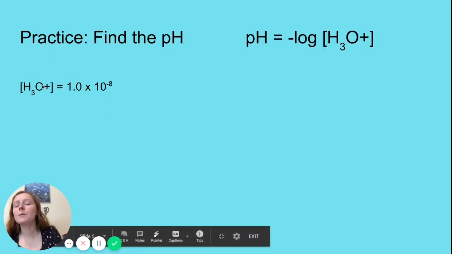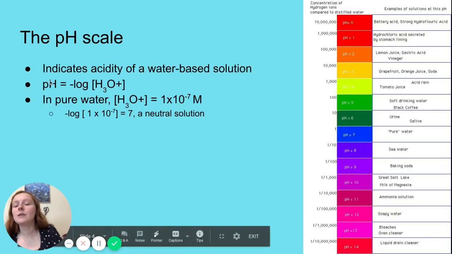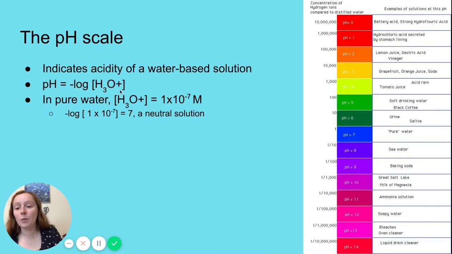Now I give you this formula right here. pH is equal to the negative log of H3O plus. And I'll be doing some more math on the whiteboard so that you can see exactly what that means, because it can be kind of complicated. But a logarithm is a way of finding an exponent as a variable.